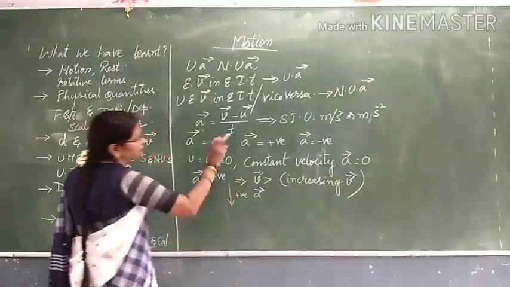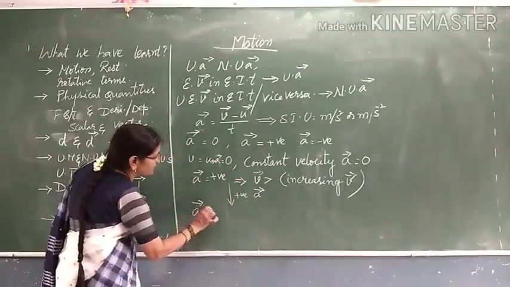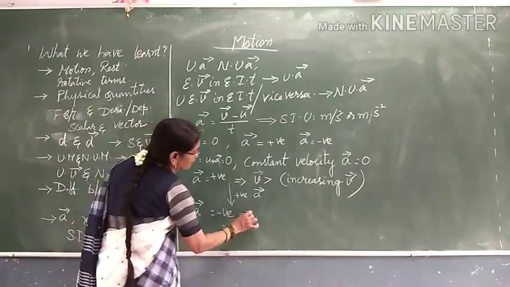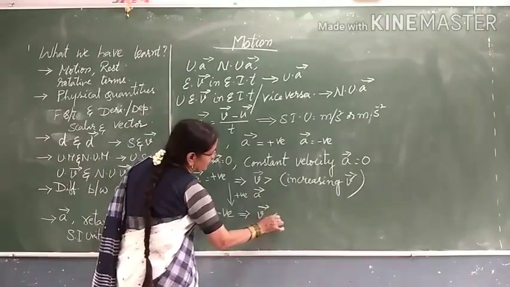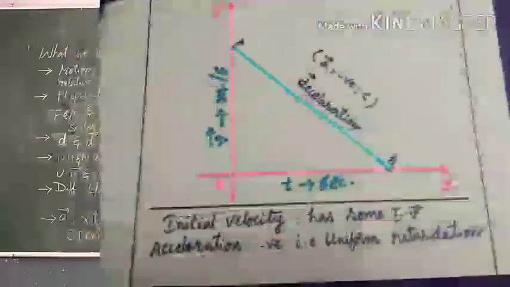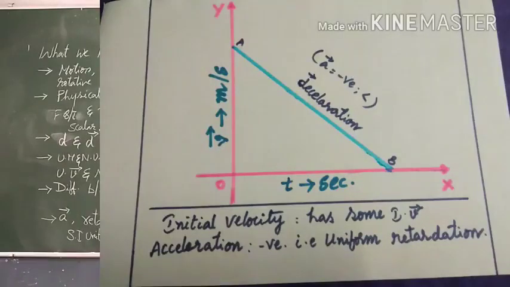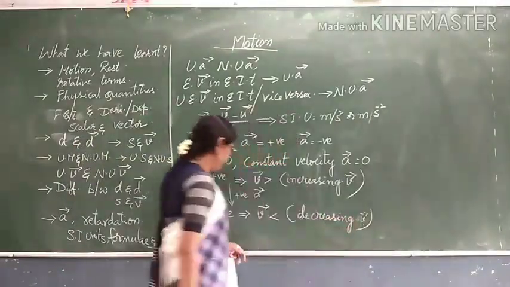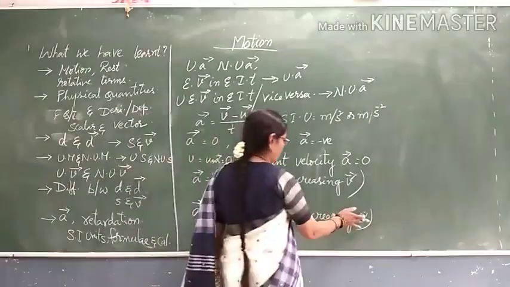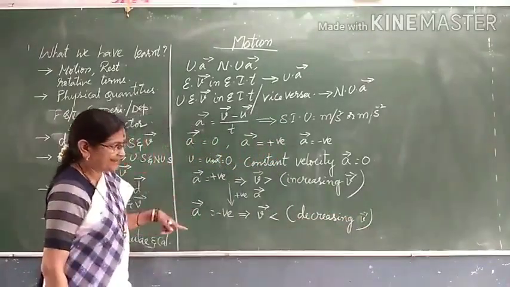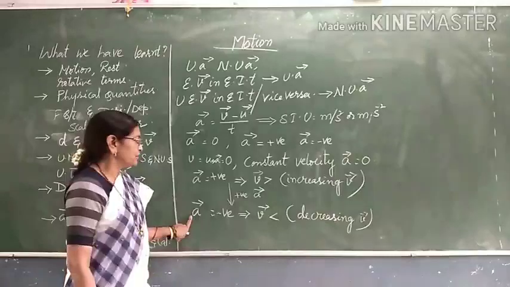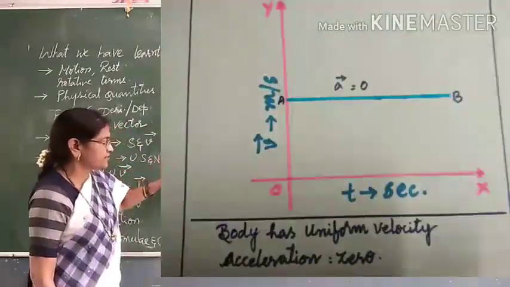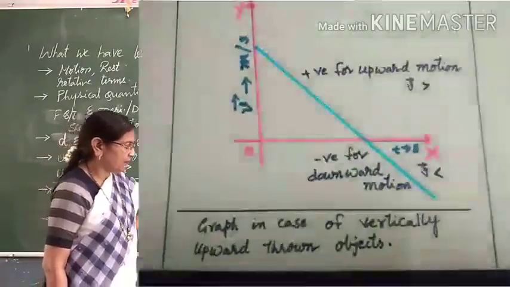Now, coming to negative acceleration: acceleration will be negative when velocity goes on decreasing. When decreasing velocity is there, automatically acceleration is also negative. So when velocity decreases, acceleration will be negative. So acceleration may be 0, acceleration may be positive, acceleration may be negative.